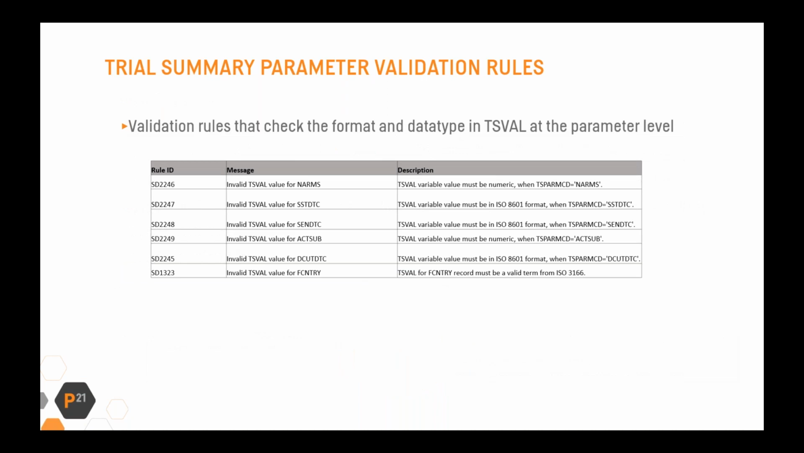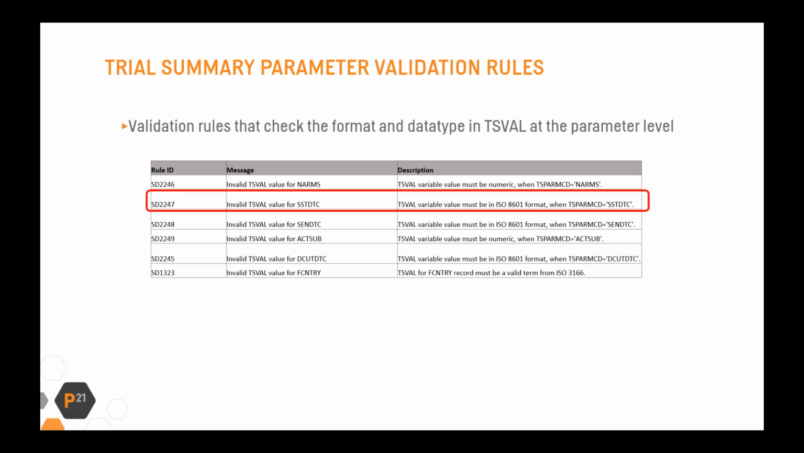Other validation rules that we have for trial summary check the format and the data type in TSVAL, because this is outlined in SDTMIG Appendix C1 for certain parameters. So some of them are date parameters. We also have parameters where the TSVAL value should be a number, for the number of arms. I'm highlighting the TSVAL value for study start date because it needs to be in ISO 8601 format. And this will also be checked via the FDA Technical Rejection Criteria to make sure that it is in the proper ISO 8601 format.